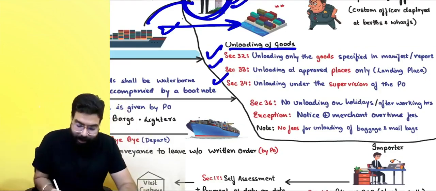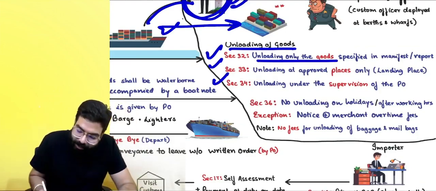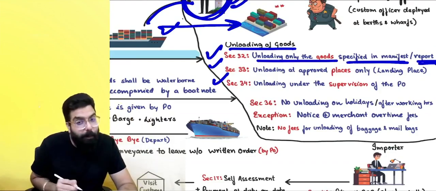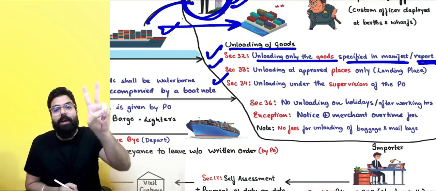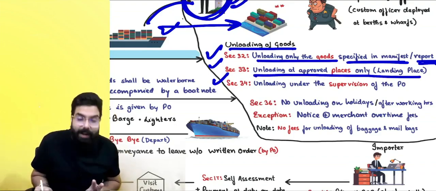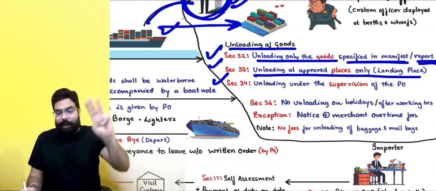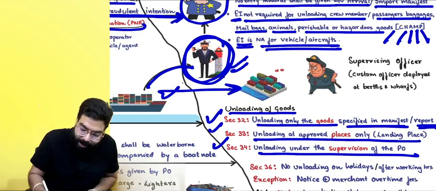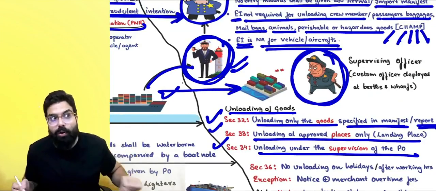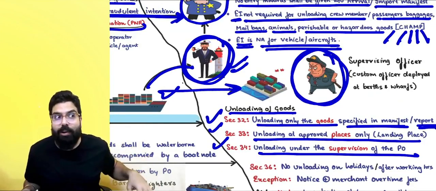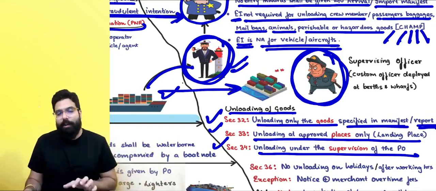say unload only the goods which are told in the manifest or the report. Secondly, unloading should happen at an approved place only. Thirdly, unloading should happen under the supervision of the officer. The officer will stand and see whether you told toy guns you are getting, or actually you have got actual guns. So he will go ahead and watch.